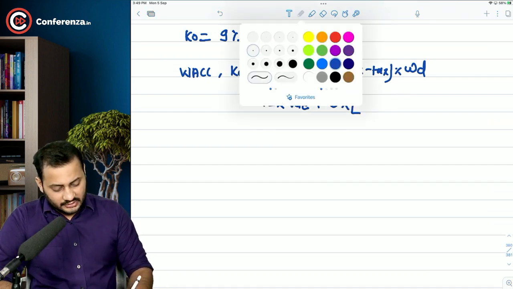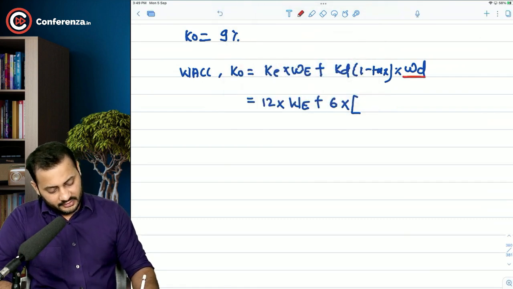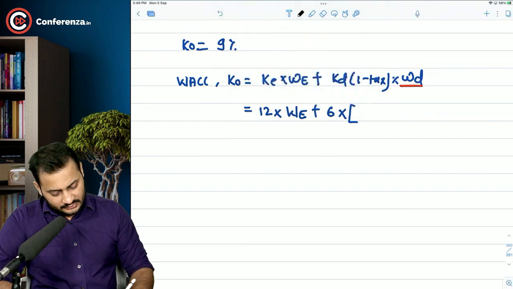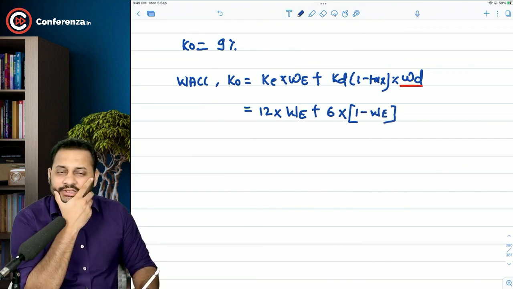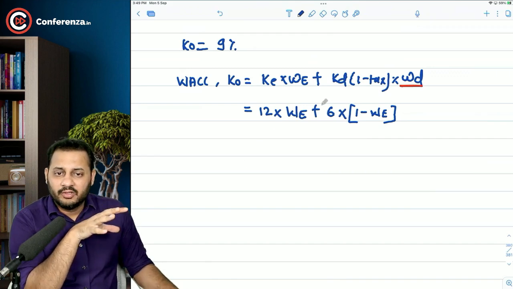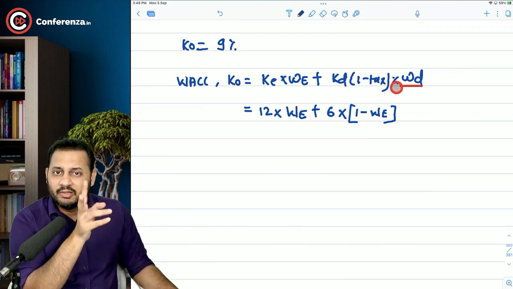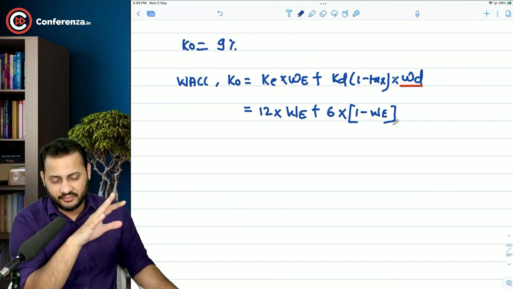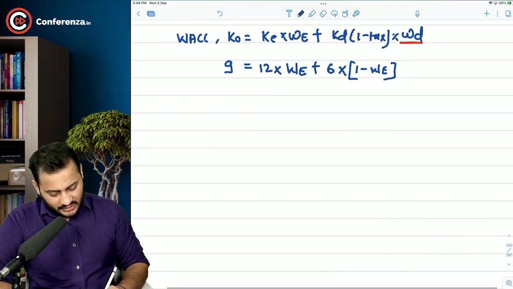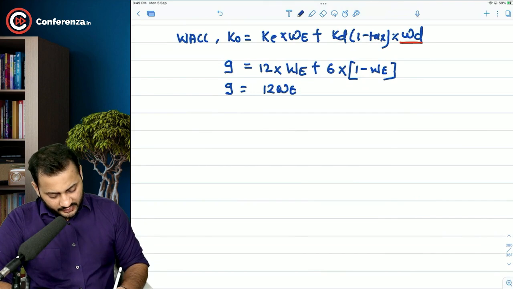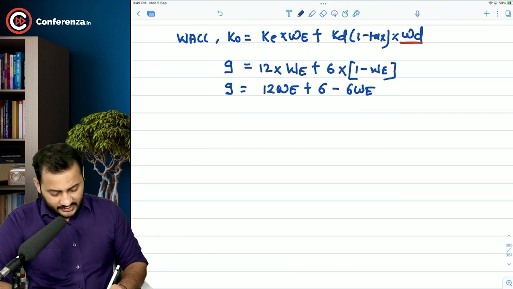the weight of debt, which I can write as 1 minus weight of equity, because there are only two things in this equation. Whatever the weight of equity is, the weight of debt will be the balance, which is 1 minus weight of equity. And the overall cost of capital that we had calculated was 9%. So if we start solving this equation, it will be 12 weight of equity plus 6 minus 6 weight of equity equals 9. So 9 minus 6 comes to 3, and 12 minus 6 comes to 6, giving 3 equals 6 weight of equity.